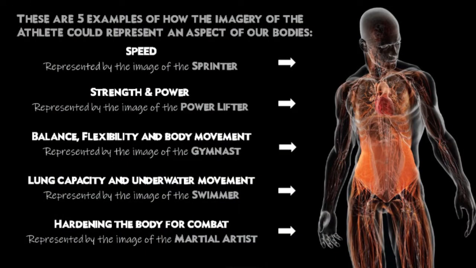So let's just recap on this before we go into the ruler archetype. What you see here are 5 examples of how the imagery of the athlete could represent an aspect of our bodies. So for example, speed could be represented by the image of the sprinter. Strength and power, the image of the powerlifter. Balance, flexibility and body movement, the image of the gymnast. Lung capacity and underwater movement, the image of the swimmer. And lastly, hardening the body for combat can be represented by the image of the martial artist.